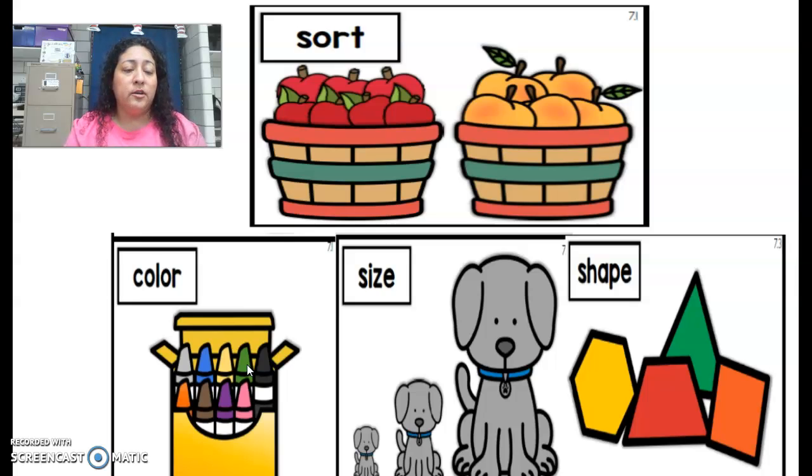So it's very important that you pay attention to its attribute, how it looks. And sorting is very important because it helps us see how things are alike, or are they the same, or they're not the same.